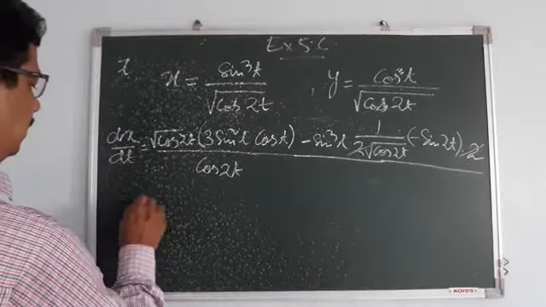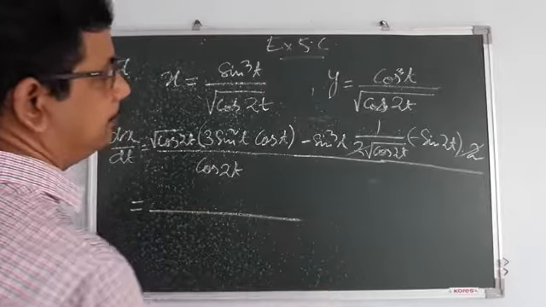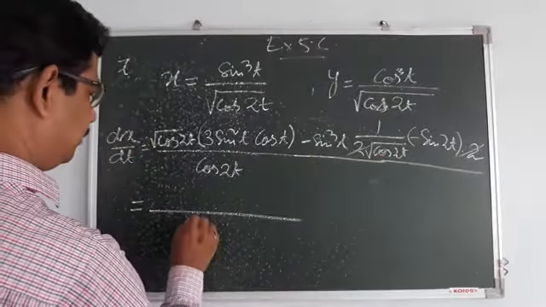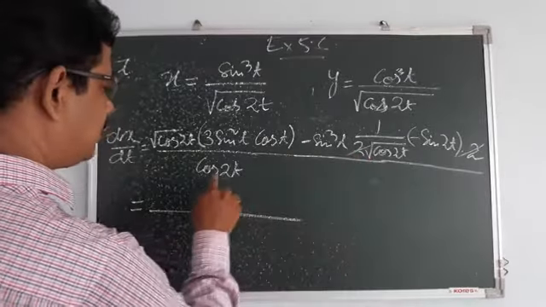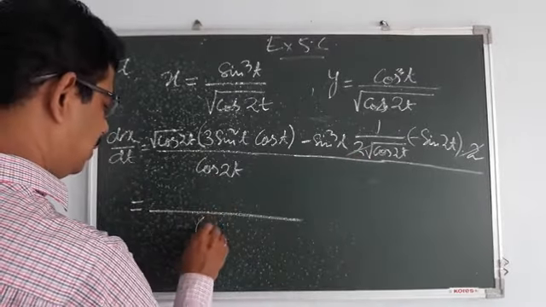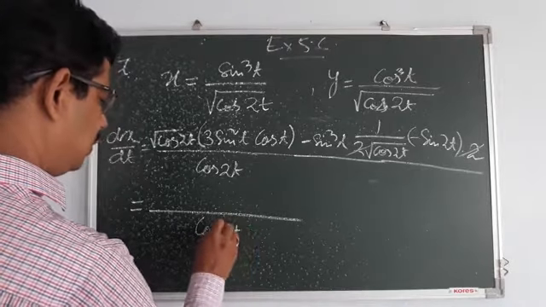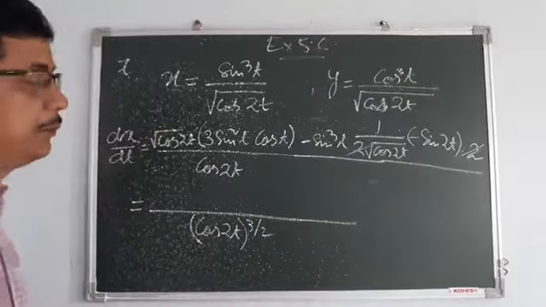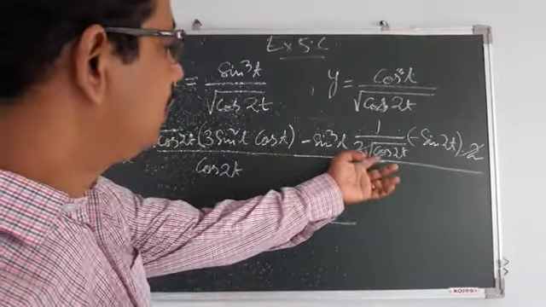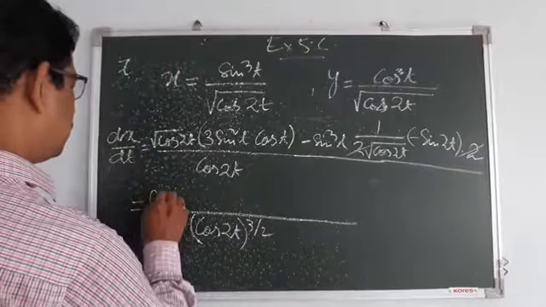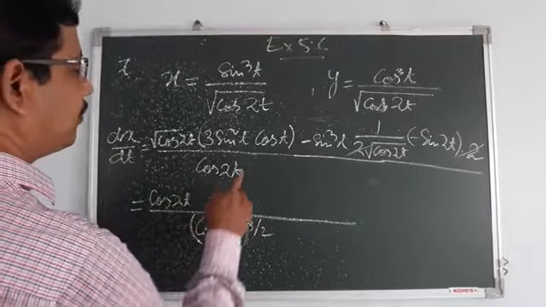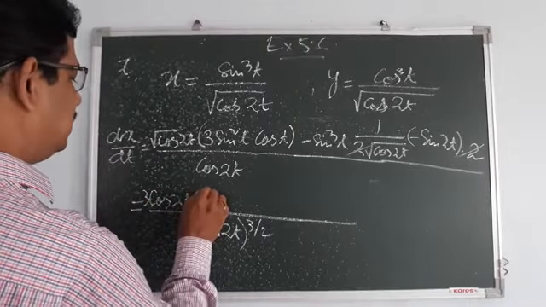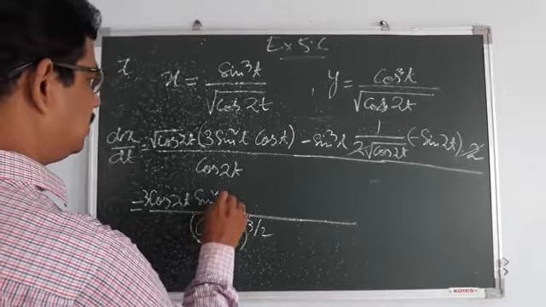And if we take the LCM of root cos twice t, this will be root cos twice t, and this gives cos twice t to the power 3 by 2. As LCM we have taken this, into that, it will give only cos twice t. This will remain the same. You can take 3 outside: 3 sin square t cos t.